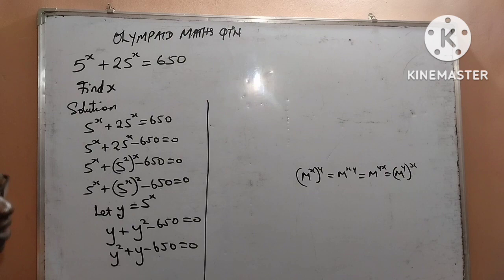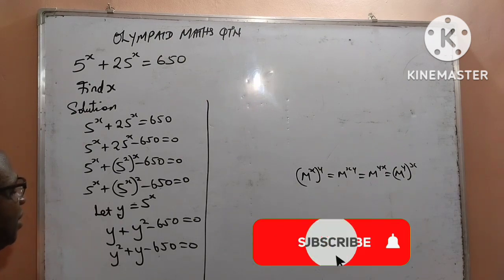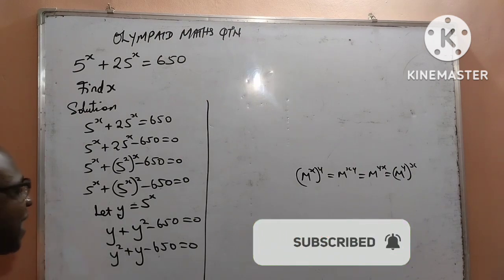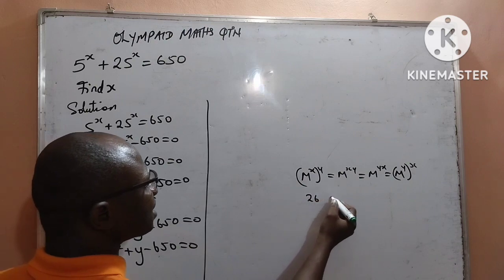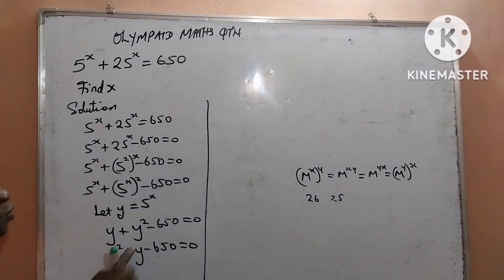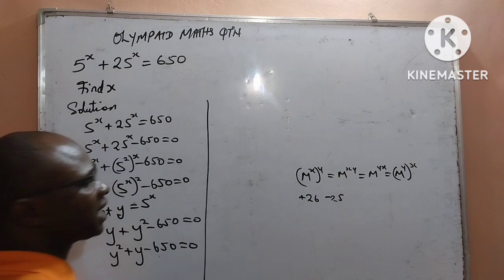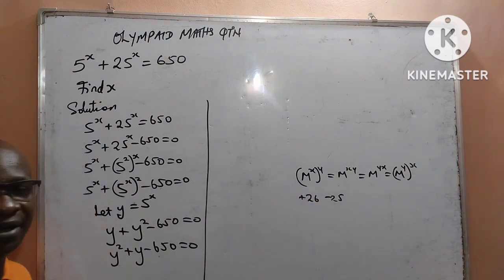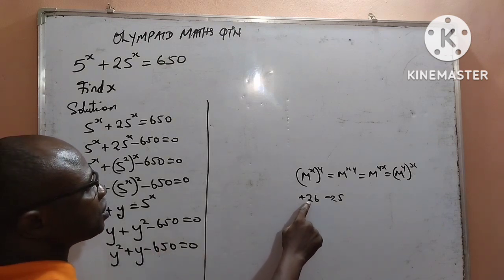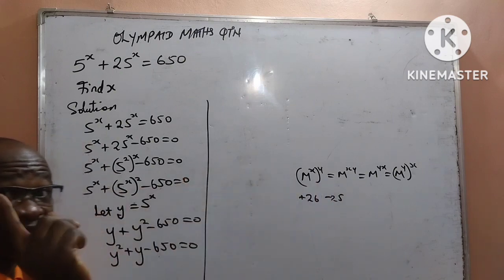Moving on, next I want to find two numbers I will multiply to get negative 650, and when I add those same two numbers I shall get plus 1. So the two numbers can be 26 and 25. Here is positive, so I have here plus and here minus, implying that plus 26 multiplied by minus 25 will give me minus 650, and when I do 26 minus 25, I shall get positive 1.